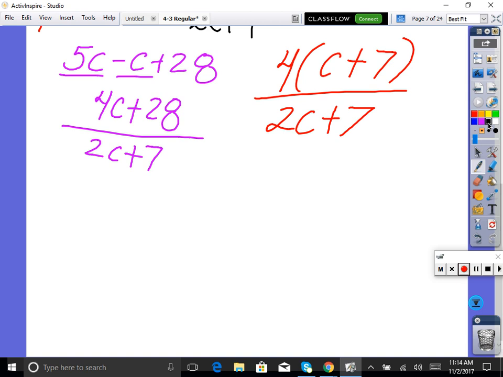Now careful, we can only divide across multiplication. If it's connected to an addition sign, it would not work, right? Can I divide this 4 and this 2? No, because it's connected with addition. Does everybody see the difference? Can we divide out these plus 7s? No, you can't divide across an addition sign. So this is literally as simplified as this one gets.